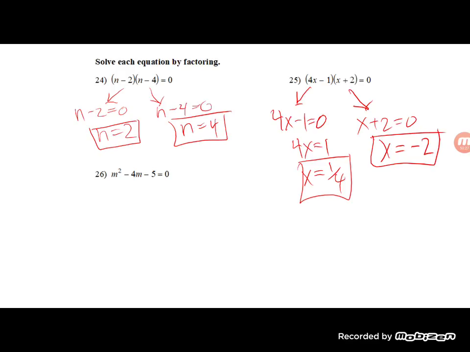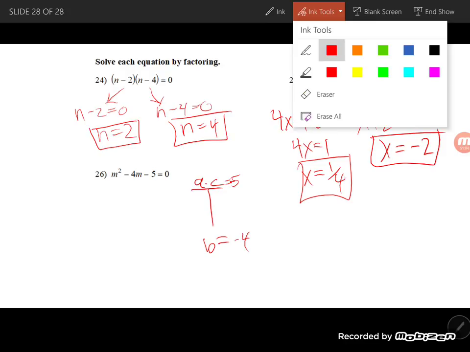Alright, and the very last question, we need to solve this by factoring. So the earlier ones are pre-factored, this one is not pre-factored, so we're going to have to do our a times c stuff. And notice this is just the same as finding your x-intercepts, so really, it's not a new concept. You're kind of just being asked the same concept over and over again for different questions. So a times c is equal to -5, and b is going to be equal to -4.